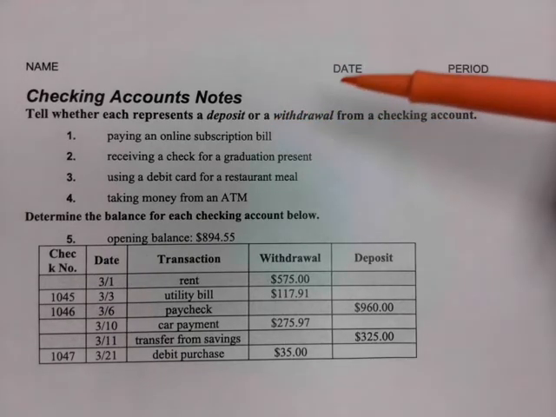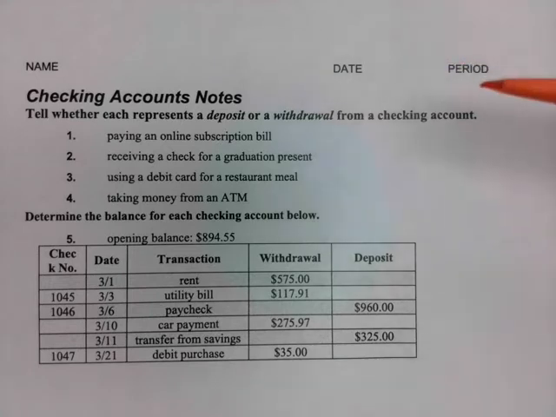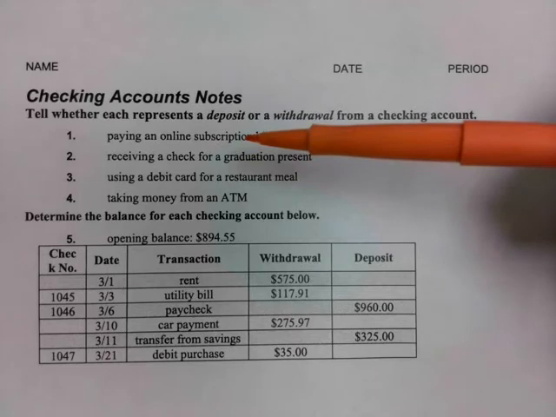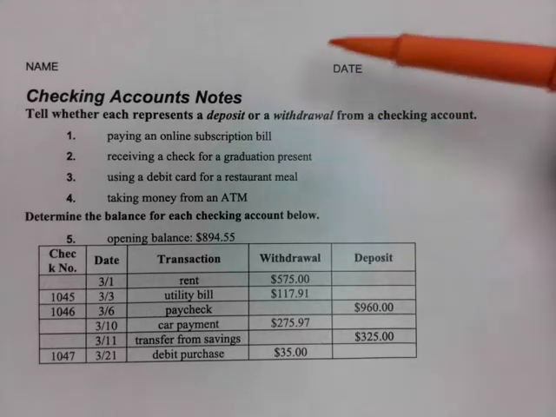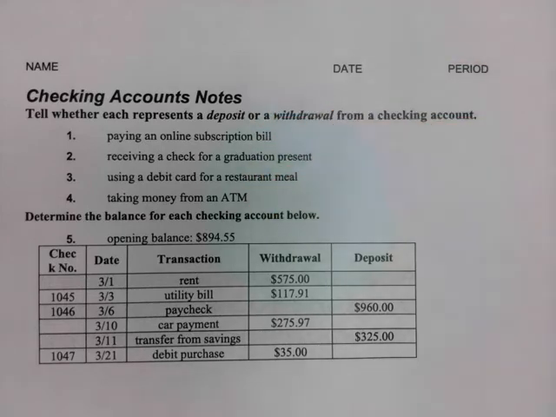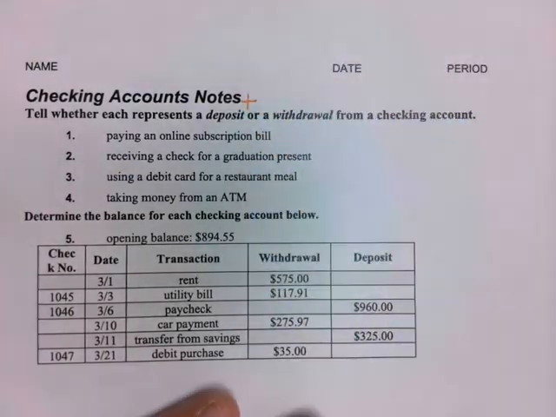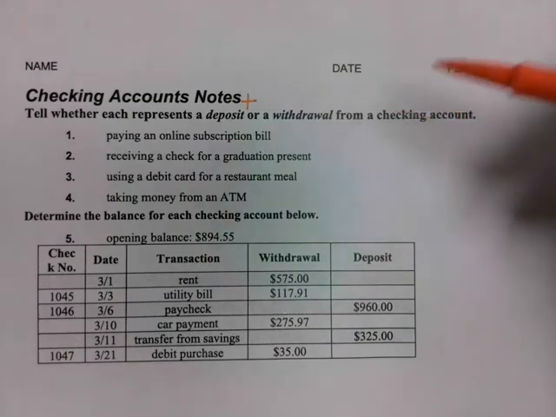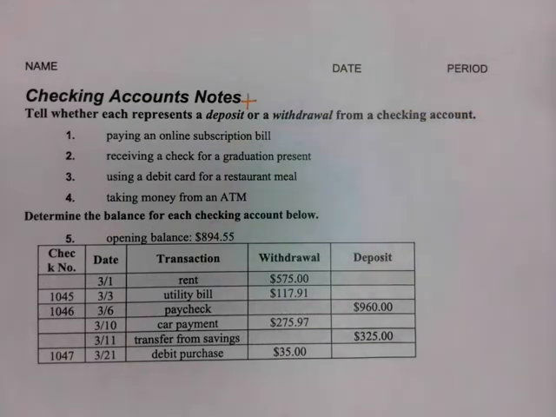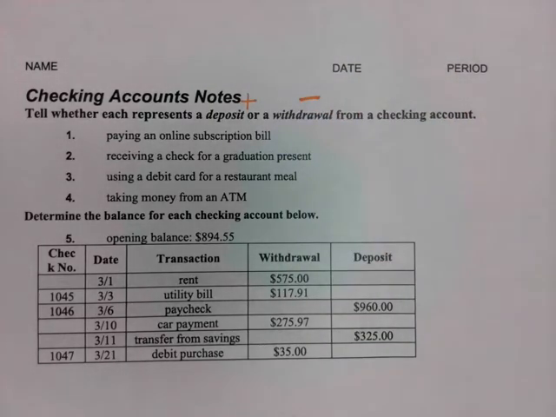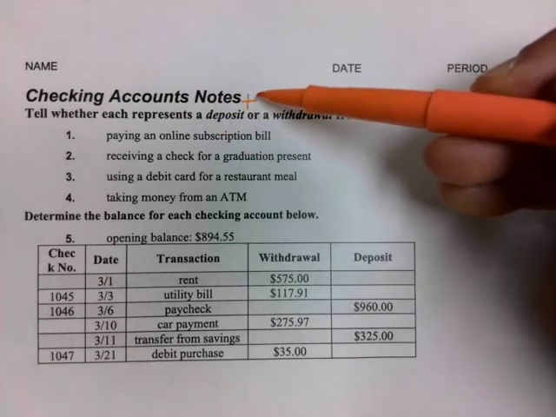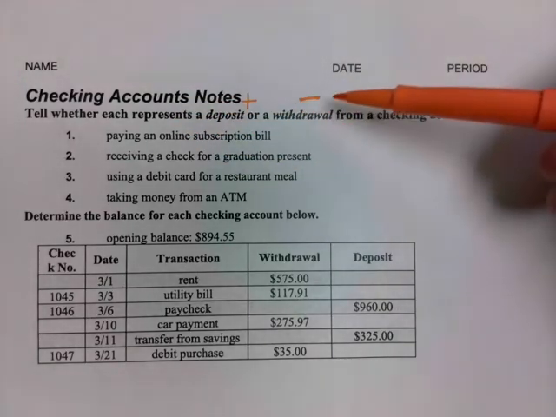So in this first section up here at the top, it says, tell whether each represents a deposit or a withdrawal from a checking account. So first of all, let's talk about what a deposit and a withdrawal is. A deposit is you putting money into your banking account, your checking account. It could be savings account, checking account, whatever. So deposit is putting money in, so that's basically adding money. A withdrawal is taking money out, whether it be you spending it or taking it out of an ATM. Withdrawal is taking money out or subtracting money from your account. So deposit is putting in or adding. Withdrawal is taking out or subtracting.